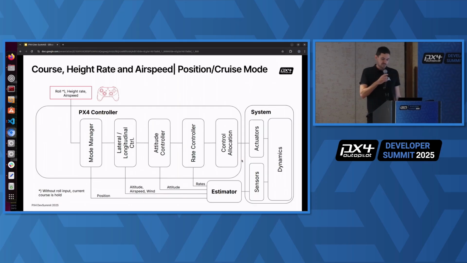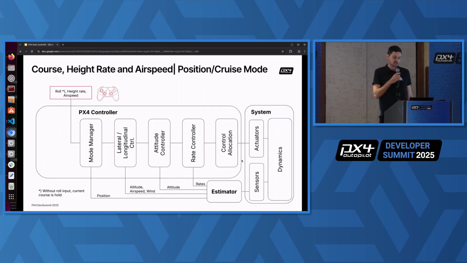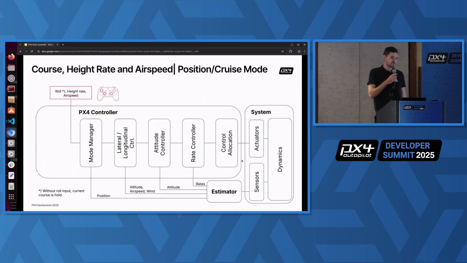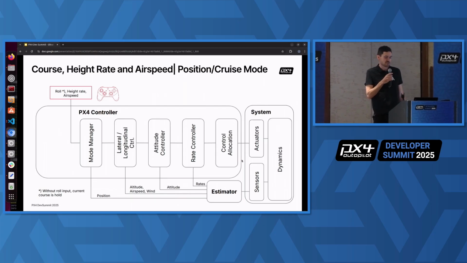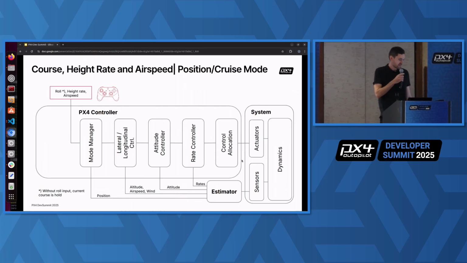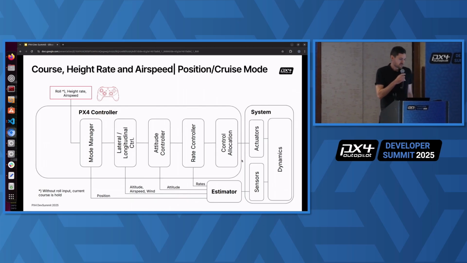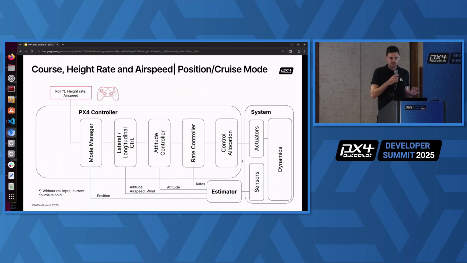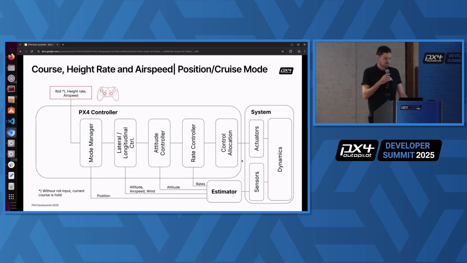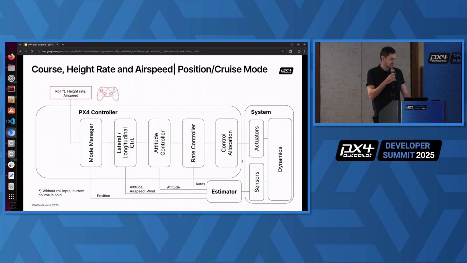The next mode would be position mode. We now adhere to the new MAVLink standard modes definition and call it cruise mode, but it's the same thing. Here, the only difference to the altitude mode before is that if you don't touch your stick, you have a course hold, so the vehicle will fight automatically against the wind and not be blown away by crosswind. And to do that, the mode manager module now comes into play, where it does feedback control on the position fed back by the estimator.